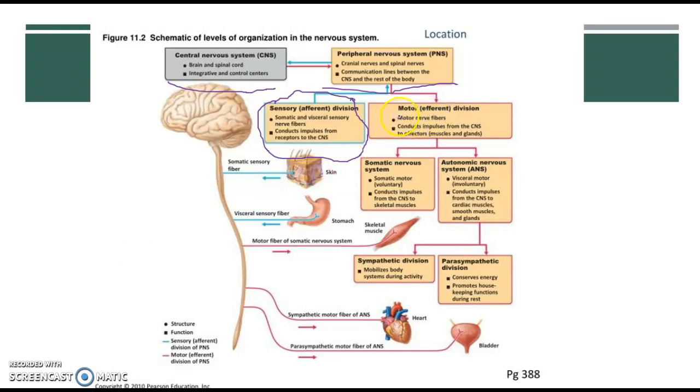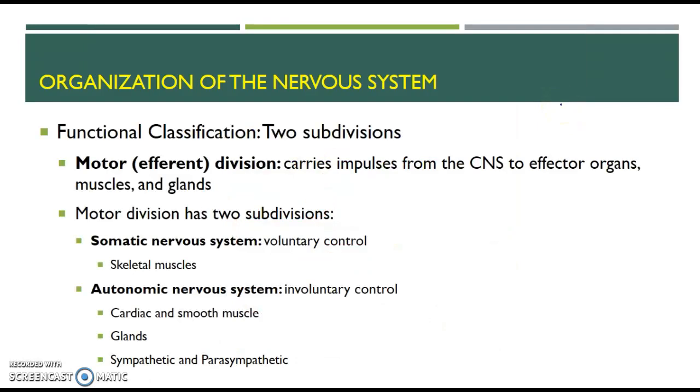The last division we're going to talk about is the motor or efferent division. You must know that motor equals efferent, I just remember it as me, M-E, and sensory equals afferent. Those are interchangeable, so you need to make sure that you know those. The motor or efferent division is going to carry impulses from the central nervous system to muscles and glands. So this is your motor output.